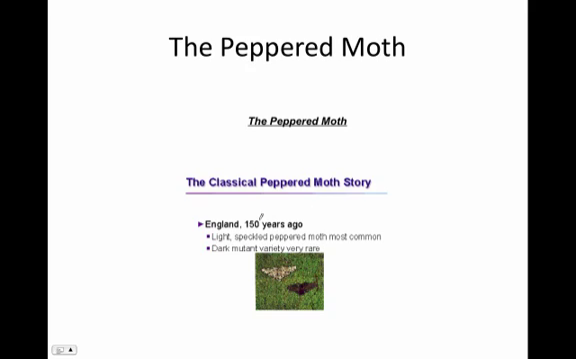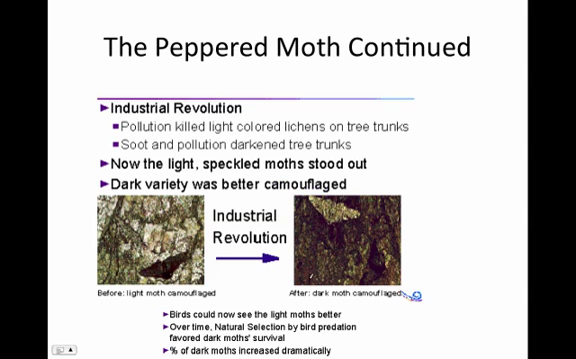In England in 1950, light speckled peppered moths were most common, and the dark one wasn't very common at all. However, when the Industrial Revolution hit, pollution killed the light-colored lichen on the trees, and soot and pollution darkened the tree trunks. Now, the light speckled moths really stood out, and the dark ones were camouflaged.